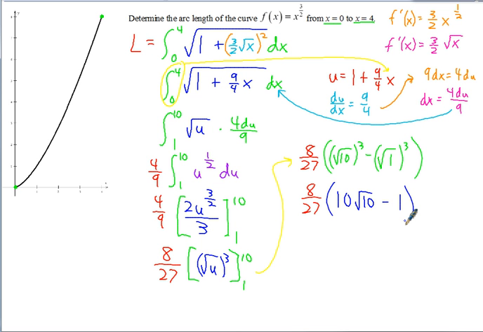Okay. So you can leave it like that, or if you want to distribute out the 8, you can make it 80 root 10 minus 8, all over 27, if you want. So that would give us our arc length.